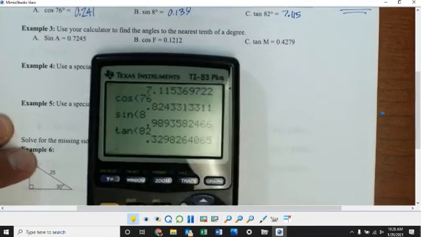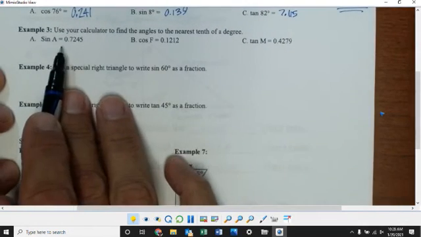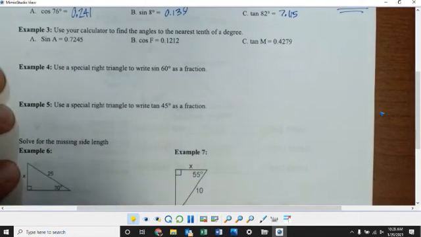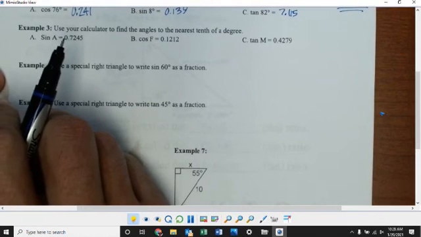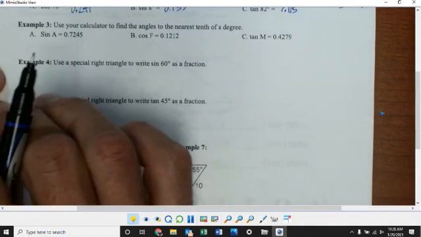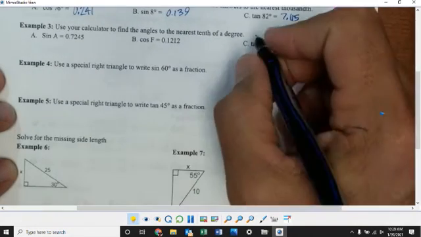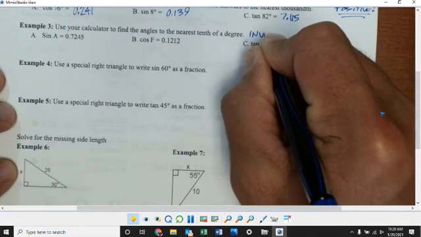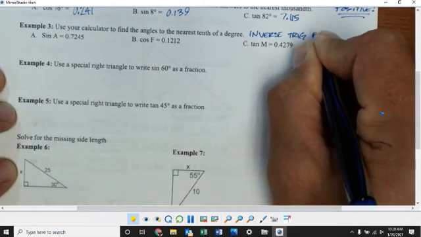All right, now, example 3. We want to use our calculator to find the angles. So what we don't know, we're given the trig ratio. I'm told that I've got sine of some angle equals 0.7245. So we're saying, what is the angle? The way to do it, if you're given the ratio, or you're given the two side lengths, then you're going to use the inverse trig function. All right?